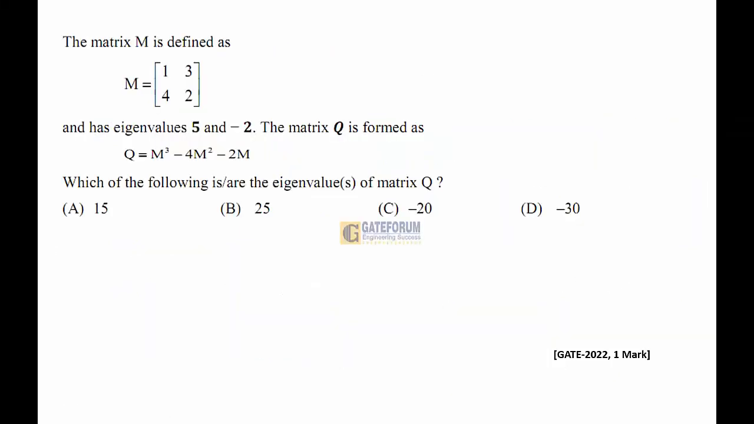The question is: the matrix M is defined as M is equal to [1, 3; 4, 2] and has eigenvalues 5 and minus 2. The matrix Q is formed as Q is equal to M cube minus 4M square minus 2M. Which of the following are the eigenvalues of the matrix Q? So this is from engineering mathematics, from the topic linear algebra, subtopic eigenvalues.